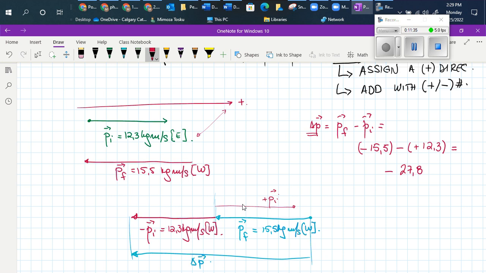However, since we are dealing with change of momentum, we will identify it by writing the units of newtons times seconds, which again are the same as kilograms meters per second. Or we can say that it is 27.8 newtons times seconds going negative now. If the positive is going east, the negative will be going west.